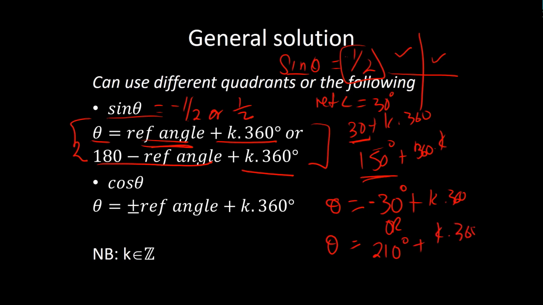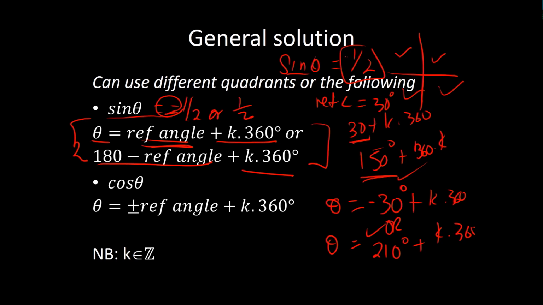K is an element of integers. That would be my general solutions, and those are correct. So this is an alternate. If you were doing the other method, you would look for where sine is negative, and you'd say that's in the third and the fourth, and you'd get 210 and 330 as your general solution. So this is really just for those of you who would like to learn something new.